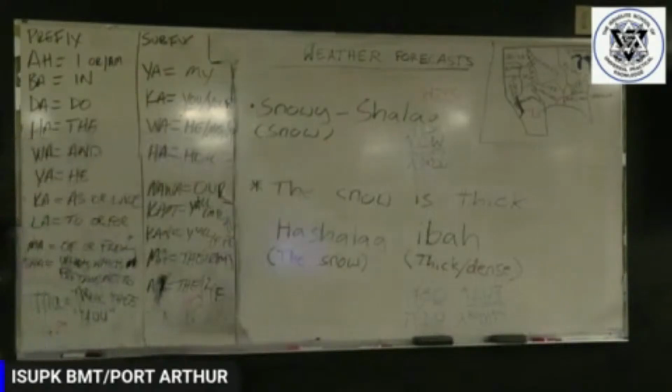Ha SHALAM thick, the snow thick, or the snow is thick. Got it in the verbalization and the Hebrew. So now we know three forecasts. We know cloudy, Ainan, rain, Gasham, and snow, Shalam.